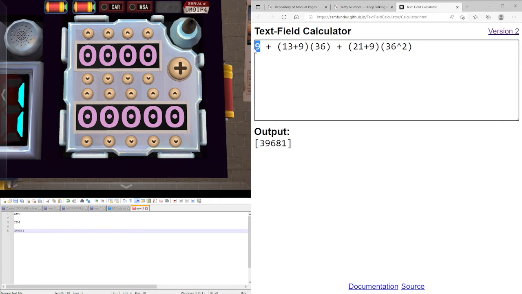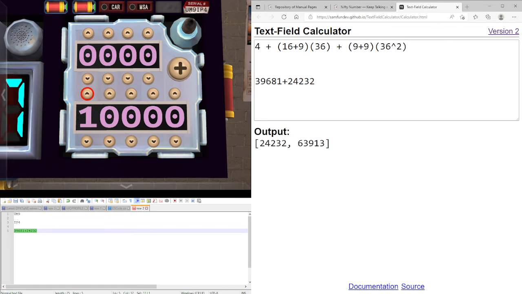IP4, aka 4. P is the 16th character of the alphabet, even. So 16 plus 9. And I is the 9th. So it's our second number. And so if we're adding them, we're going to be adding them this time. So our first number is going to be 63913.